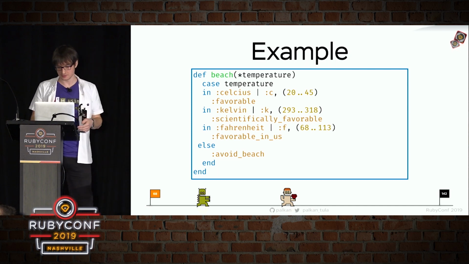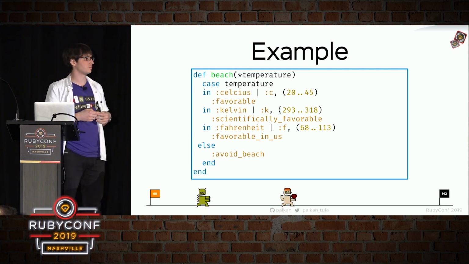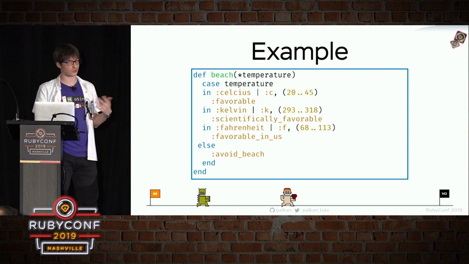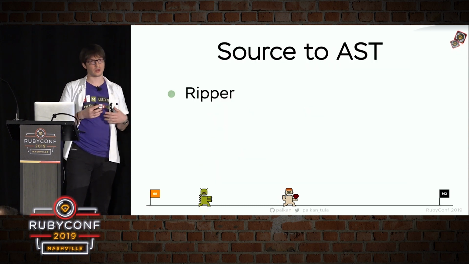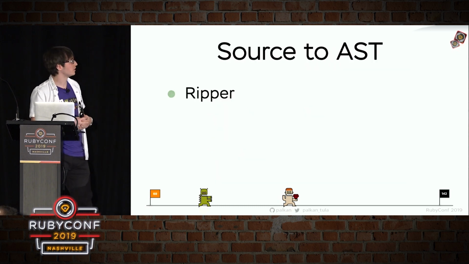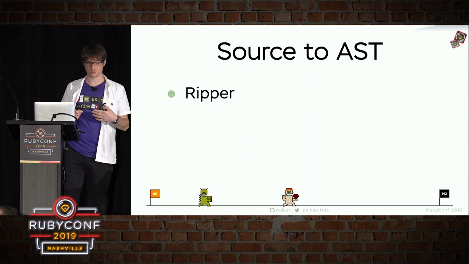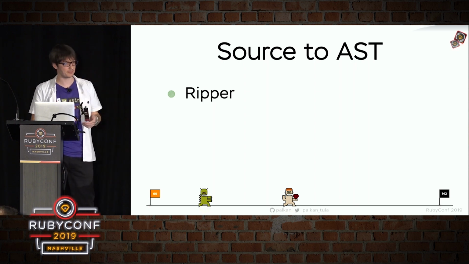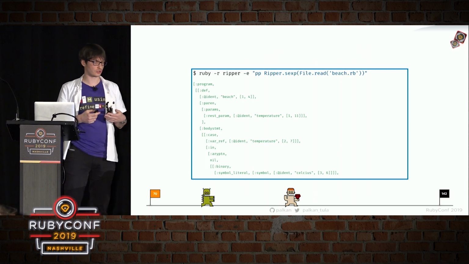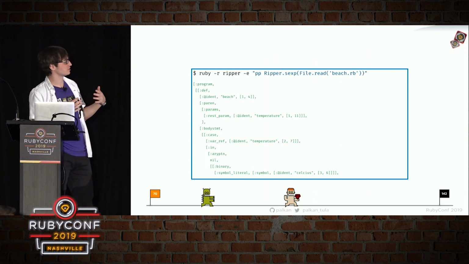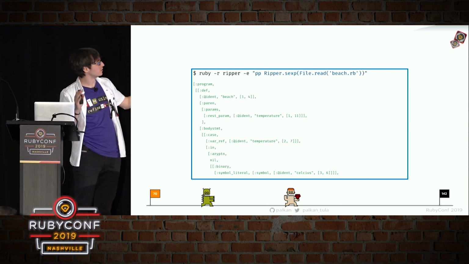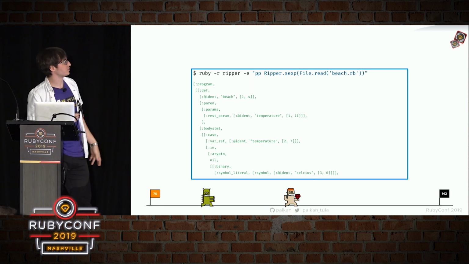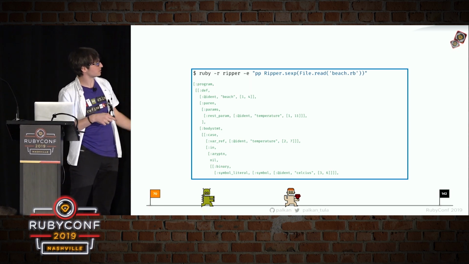Very stupid, but anyway. Let's talk first about how we can transform source code to an abstract syntax tree. There are a number of options in Ruby which we have. The first one is called Ripper. This is a built-in library, and it allows you to generate an abstract syntax tree in the form of arrays of symbols and other primitives. So it's this kind of example.